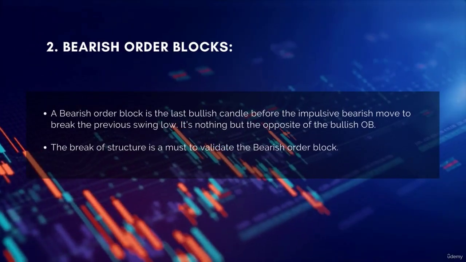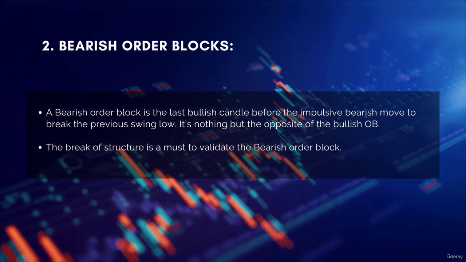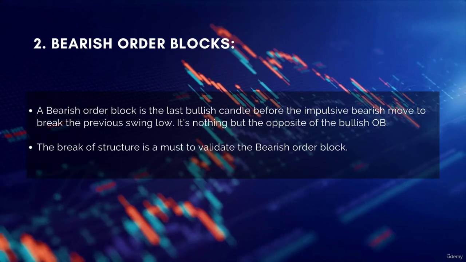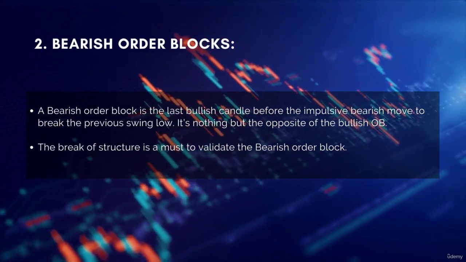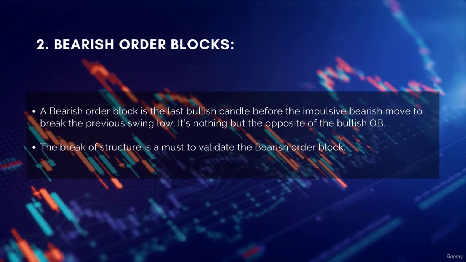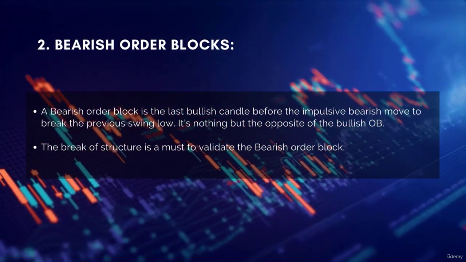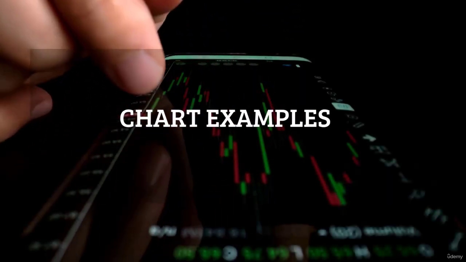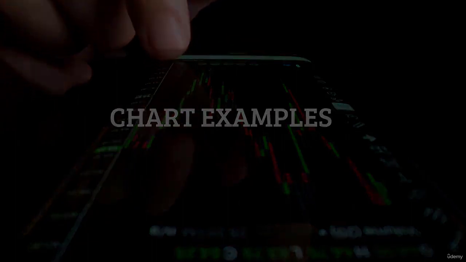Let's move on now to the bearish order block. Bearish order block is the last bullish candle before the impulsive bearish move to break the previous swing low. It's nothing but the opposite of the bullish order block. Note that the break of structure is a must to validate the bearish order block. Let's move on now to the chart to see some examples of the bearish order blocks.